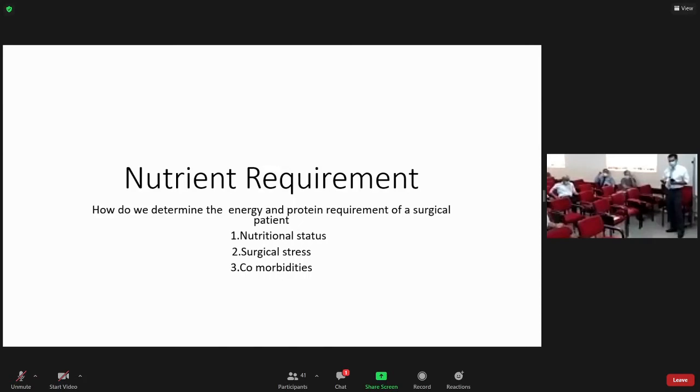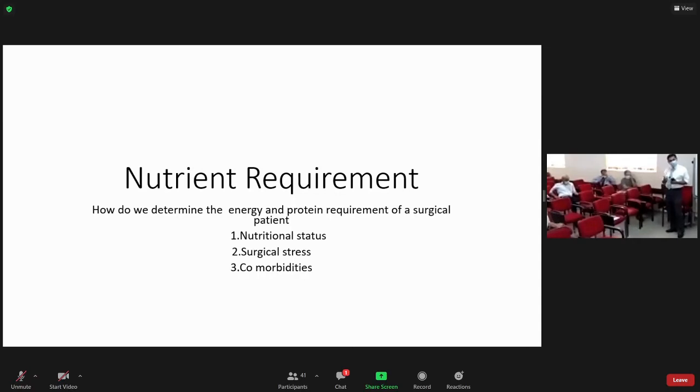Nutritional status of the patient, whether the patient is malnourished or not, whether the patient is obese or not. And surgical stress, depending on the nature of the surgery, whether it is a major surgery, whether the gut is involved, whether the pancreas is involved, whether the gallbladder is involved. So those factors we have to consider. And sometimes this major abdominal surgery we consider as moderate stress, but burns we consider as severe stress for the patient. So energy requirement is very high.